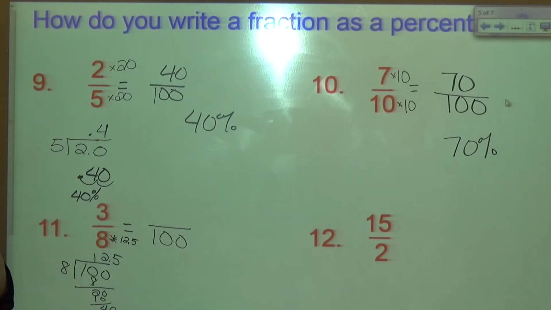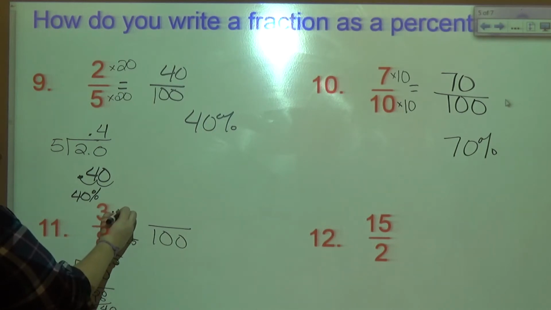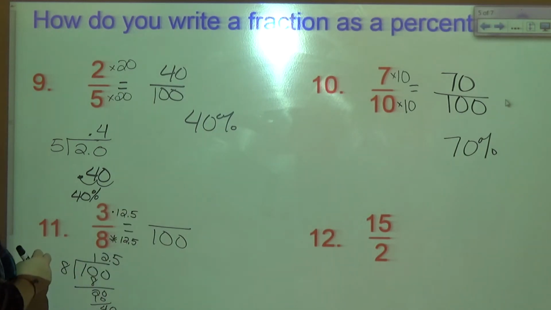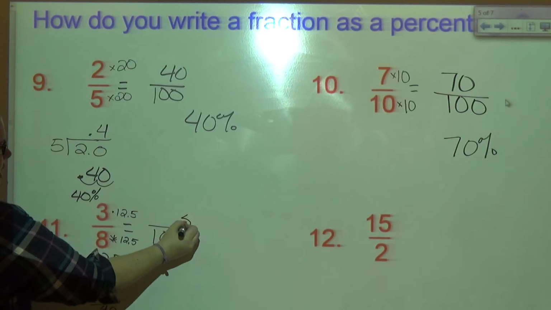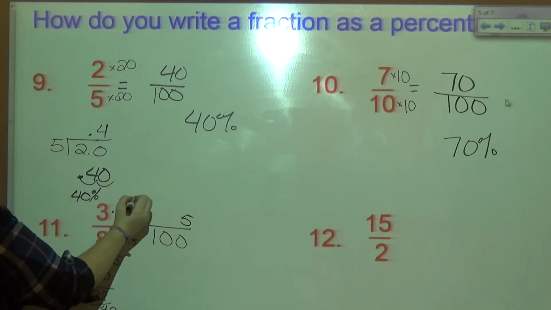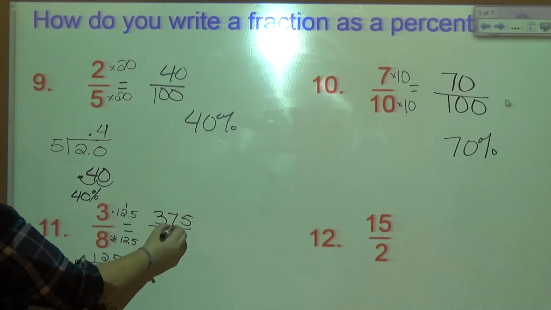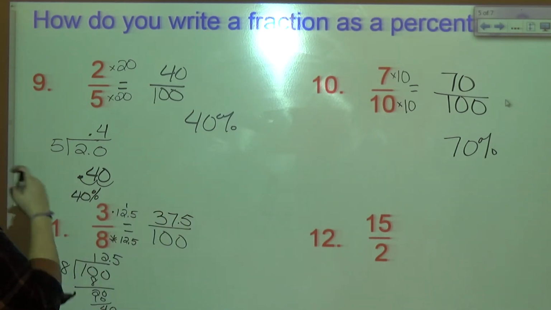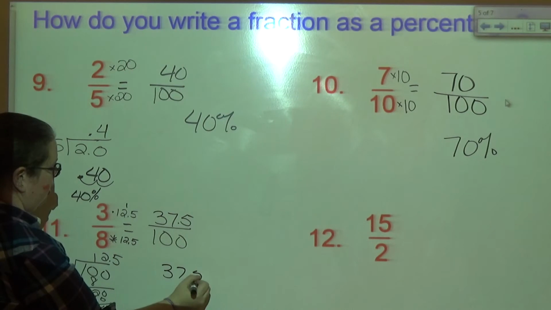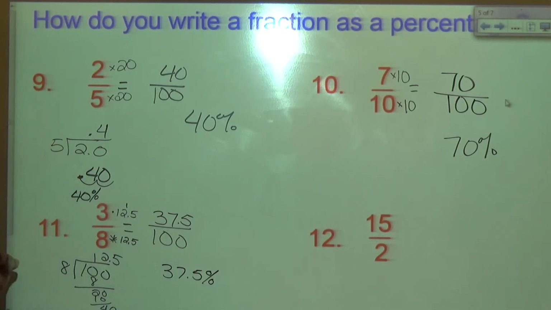8 times 12.5 is 100, so that means I have to multiply the top by 12.5. Times 5 is 15, carry the 1, 7, 37.5. So it's 37.5%. Again, this can get tricky if the number doesn't go in nicely.